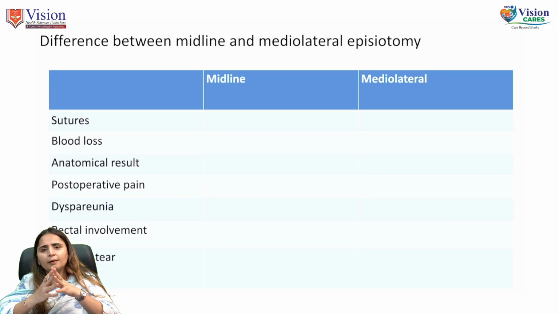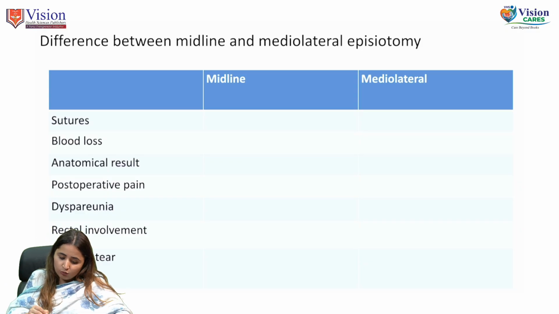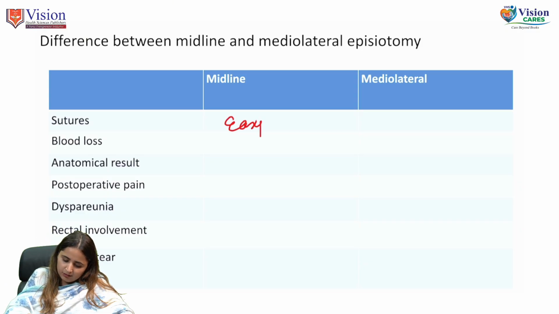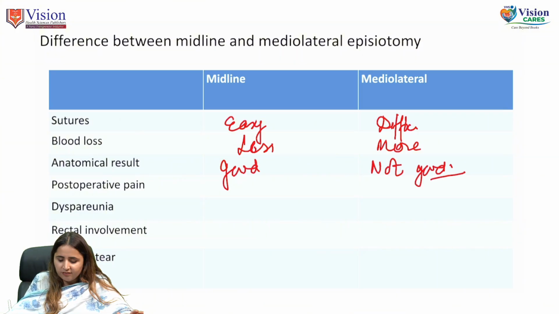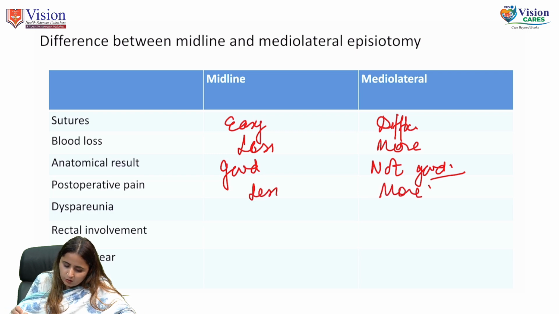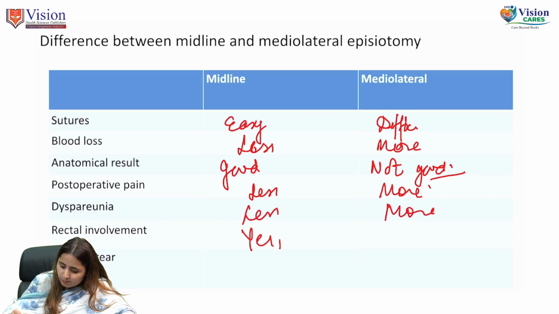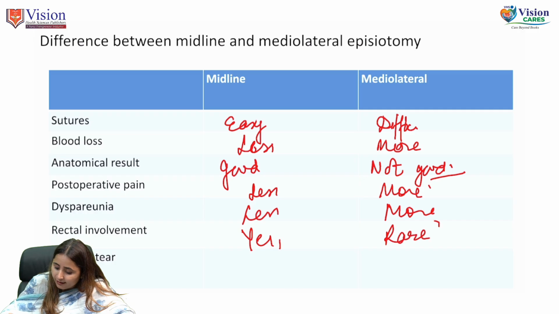Then the difference between the midline and the mediolateral: sutures in midline are easy to do, whereas here it is difficult. Blood loss in this one is less, in this one more. Anatomical results good, versus not good anatomical results. Post-operative pain in this case is less, whereas in this case it is more. And dyspareunia in this case is less, and here is more. Rectal involvement, yes, but in this condition it is rare.